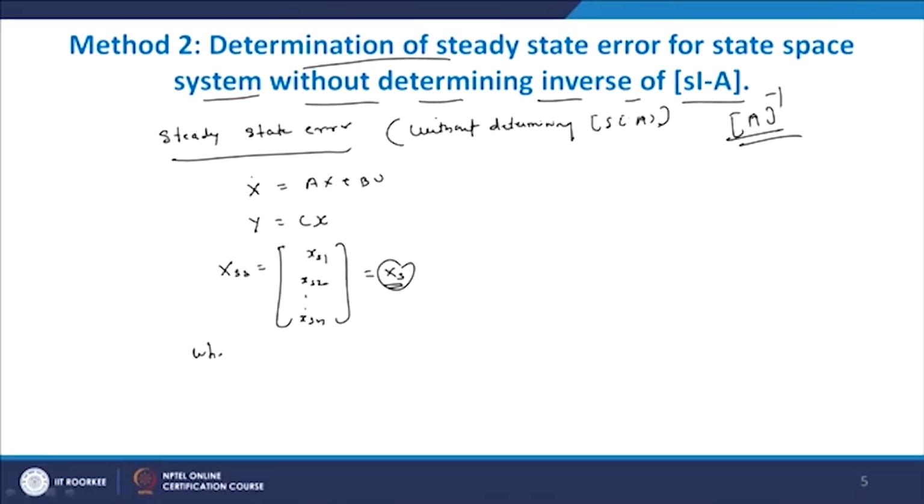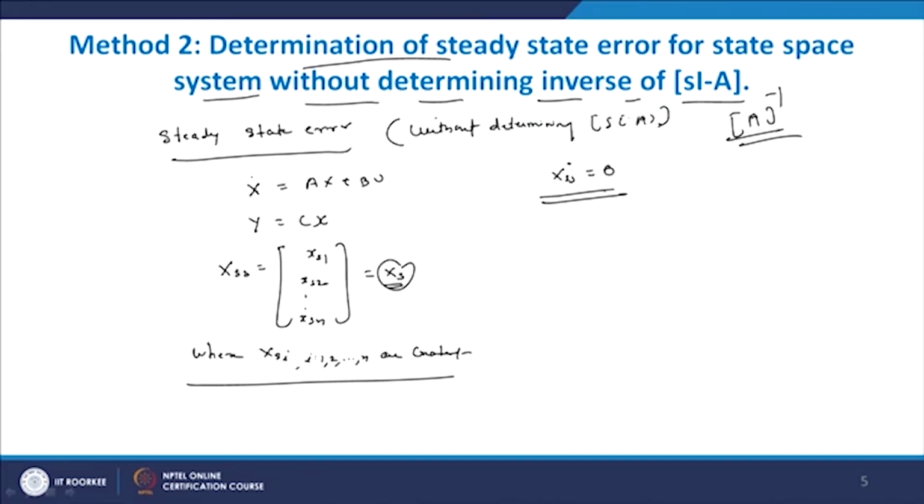Now, here when the states are at steady state, definitely they will also be constant. Therefore, these x_si, where i varies from 1 to n, are constant. So, when they are constant, if you take the differentiation of this, what will happen? We can write x_ss dot equal to 0.